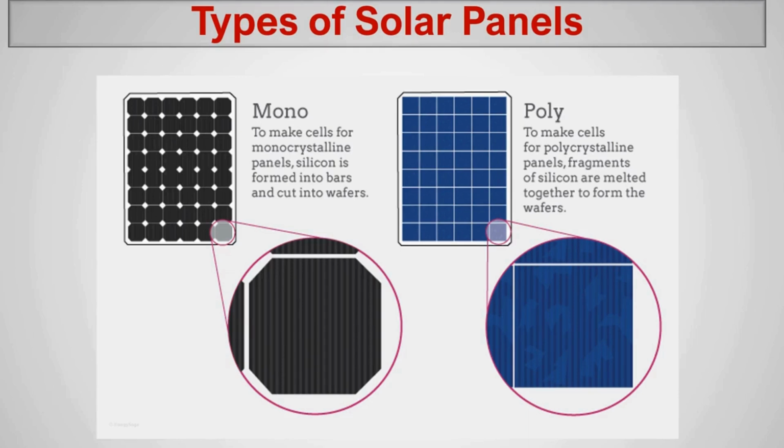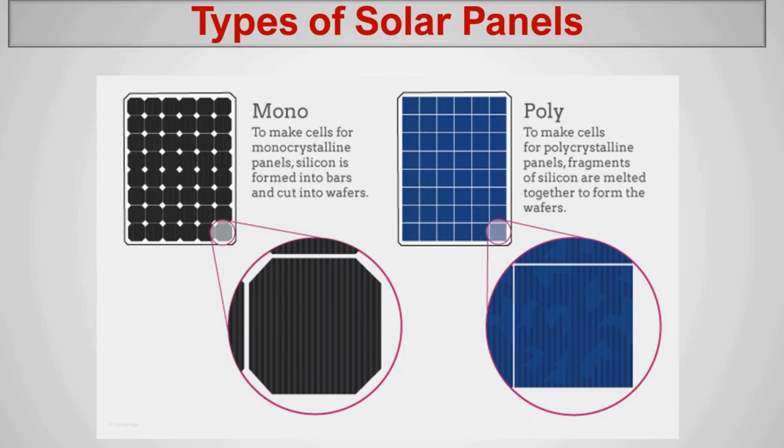If you look clearly here, you can see the monocrystalline structure and the polycrystalline. To make cells for polycrystalline panels, fragments of silicon are melted together to form wafers. So this is an old technology. Polycrystalline is an old technology, and monocrystalline is a new technology that is more efficient and has a longer lifespan.